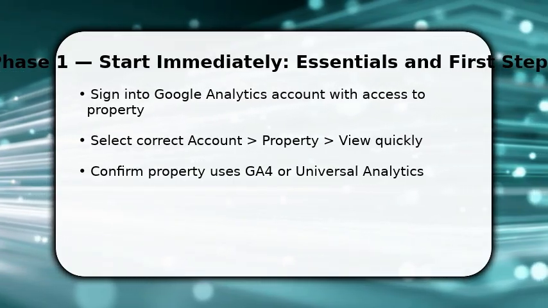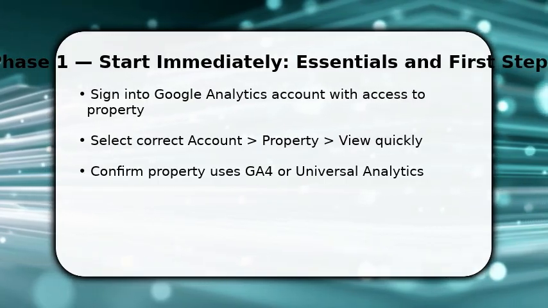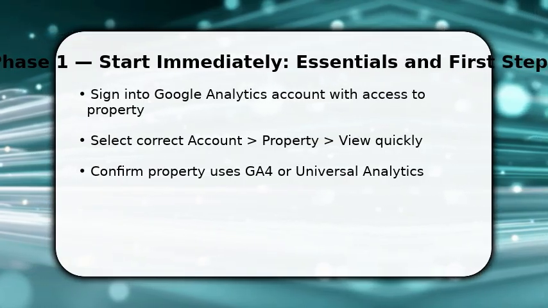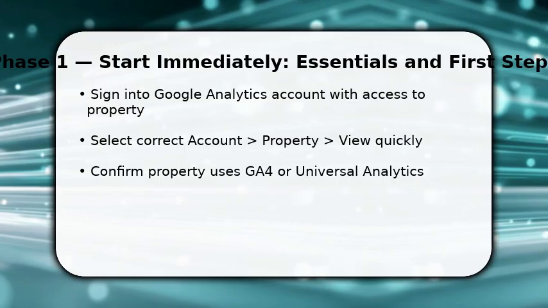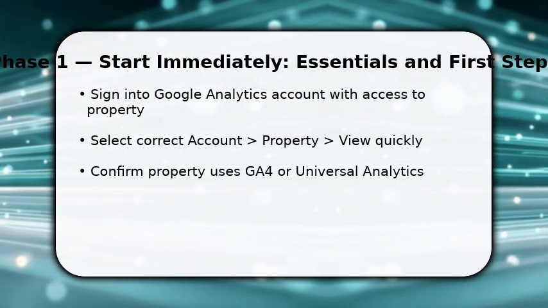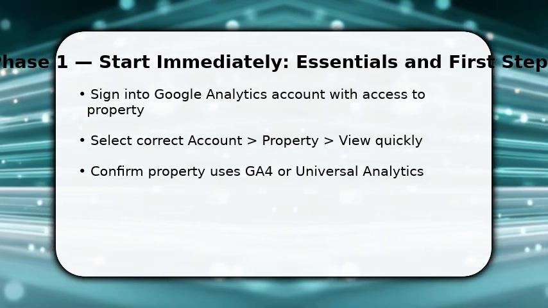Once the property is open, make sure it's the correct version. GA4 versus Universal matters for where metrics live. Next, navigate to the reporting section that contains engagement or behavior metrics, so you can compute bounce rate correctly and avoid mixing data from test or staging sites.